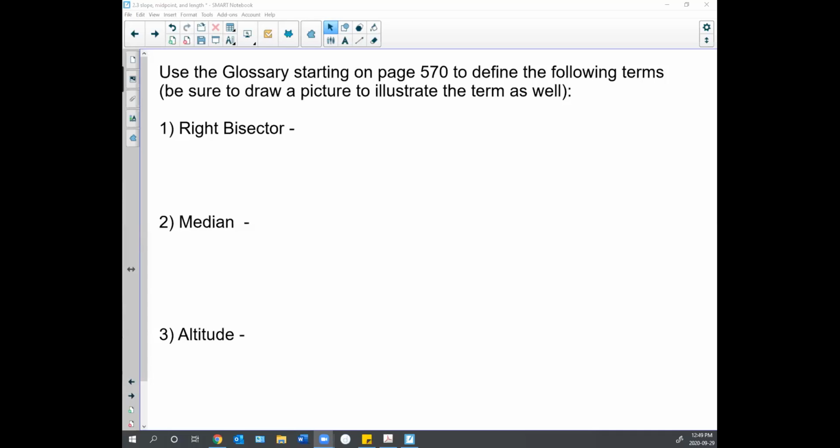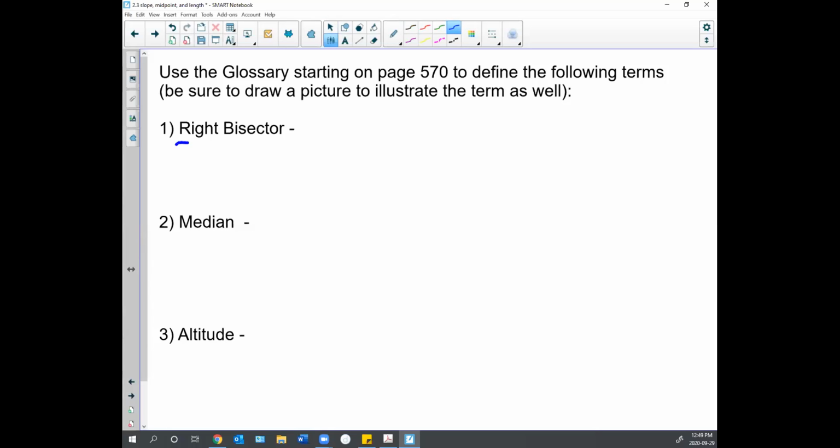Okay. You don't have textbooks. You can actually access them on Edsby. They're in the group called King's Library, but we're not going to worry about that. If you do want to access it, these terms are on page 570 from when we did actually have textbooks that we distributed. A right bisector is made up of two words that you probably already understand.